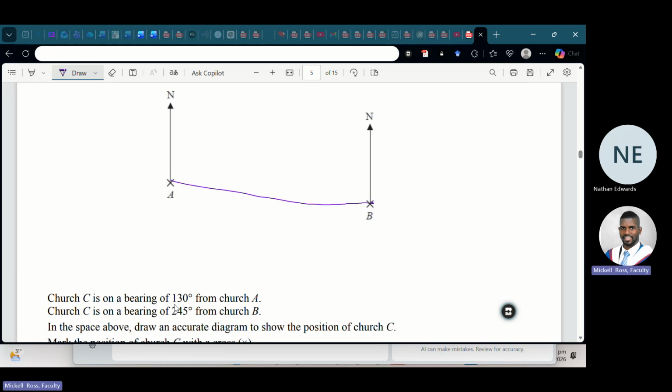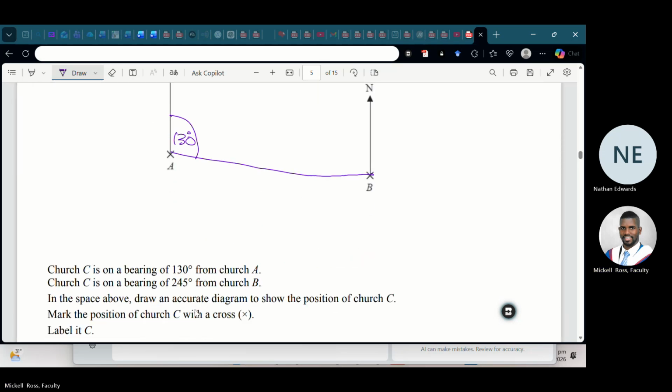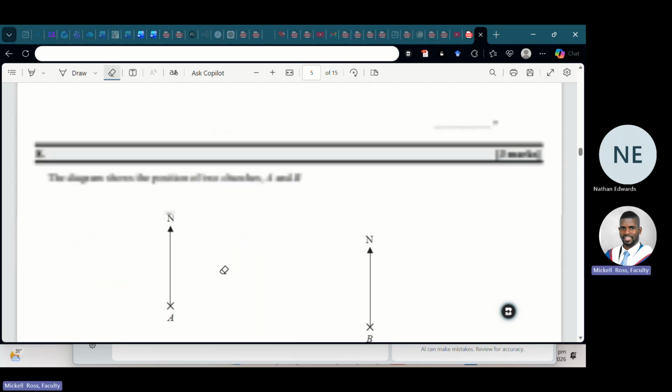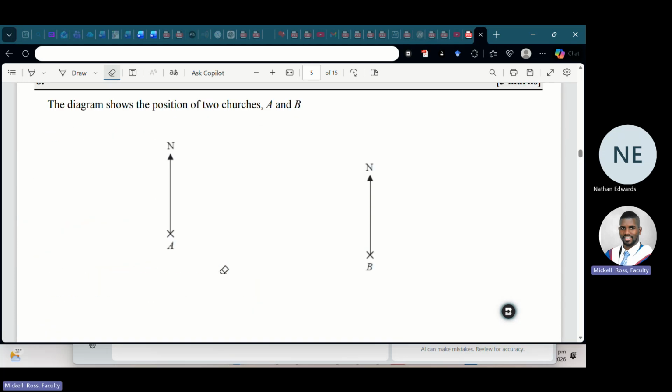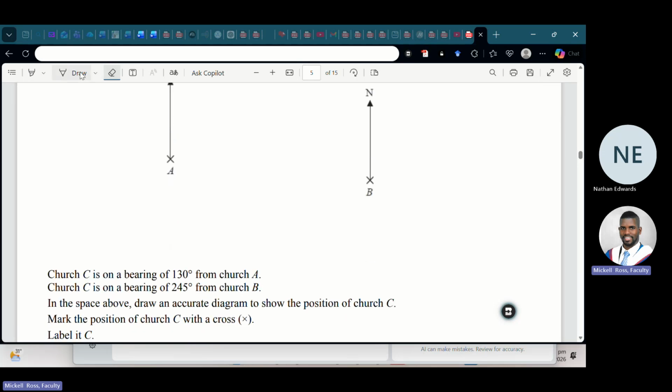Church C is on a bearing of 130 from church A. So this bearing here is 130. Oh, so we must put in, the diagram shows the position of two churches, A and B. Church C is on a bearing of, okay, let's go.